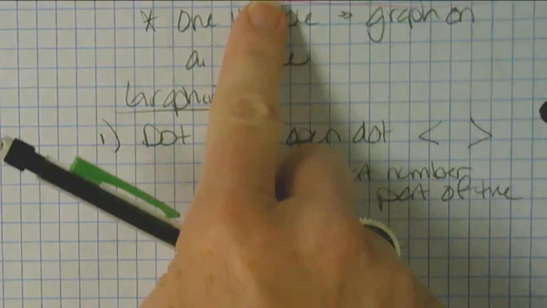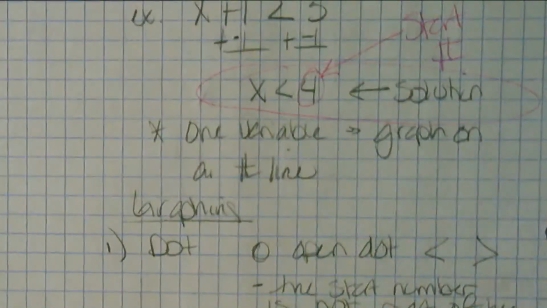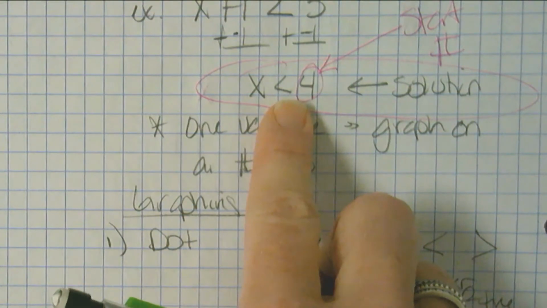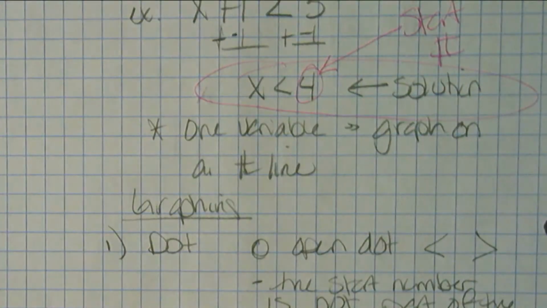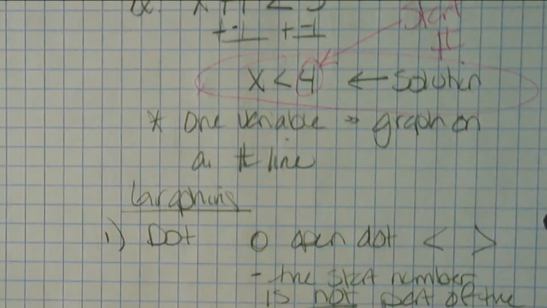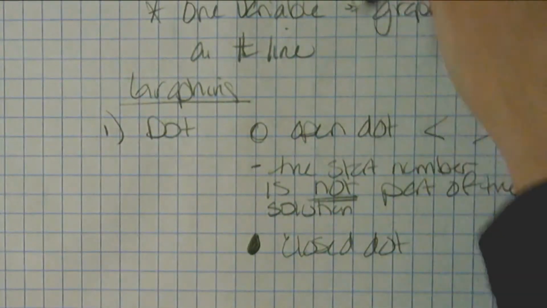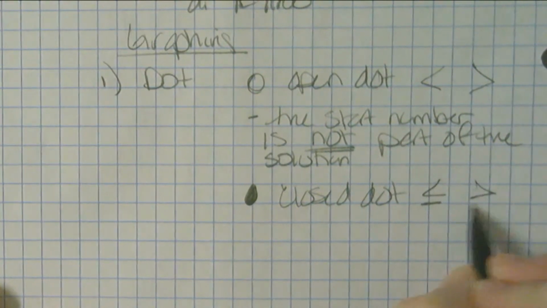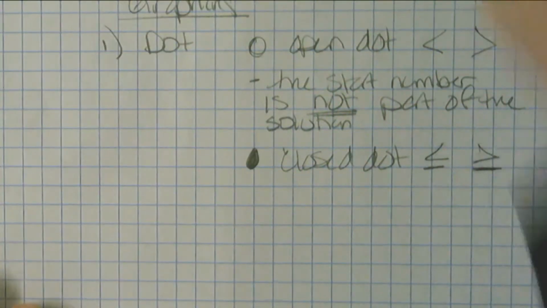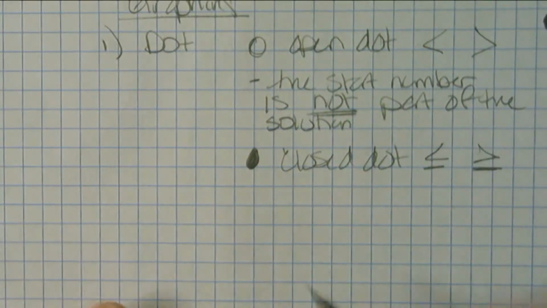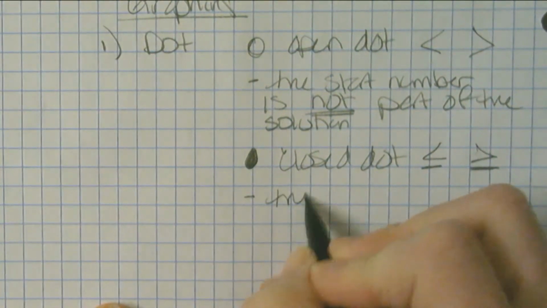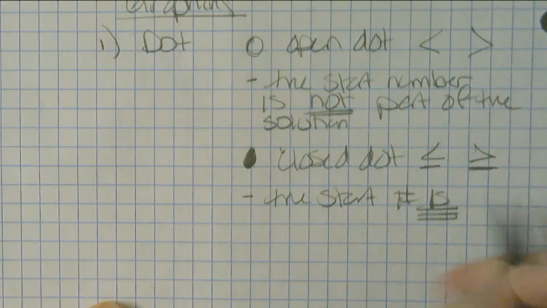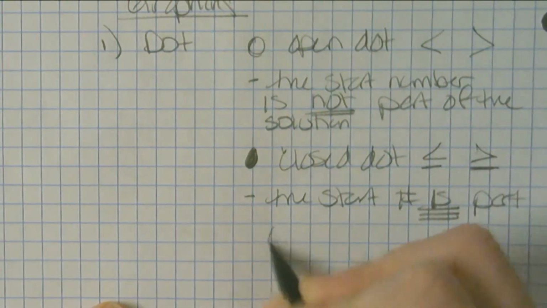If we go back up and say x is less than 4, well, x is less than 4. It's not equal to 4. So we would put an open dot at 4 to show that's where our solutions start from, but it doesn't include 4. All right. A closed dot is a less than or equal to or a greater than or equal to. So the closed dot has the equal to as well. So what that means is the start number is part of the solution.